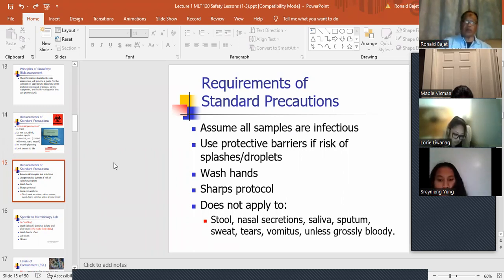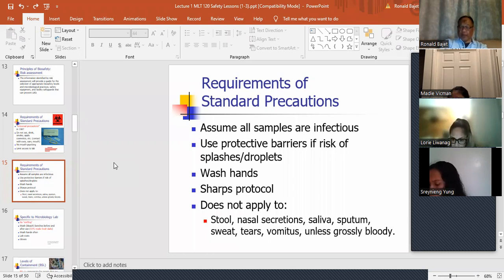You would think so, but it's not. A stool specimen, nasal secretion, saliva, sputum, sweat, tears, vomit, unless it's grossly bloody. Because when you change a diaper, you throw it into a biohazard trash, or when you blow your nose, you throw it into a biohazard container? No, you don't. You throw it into regular trash. So these specimens are not considered biohazardous.